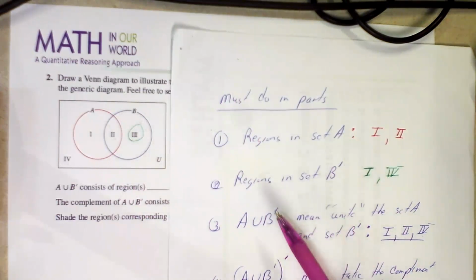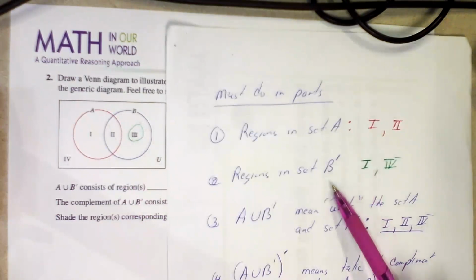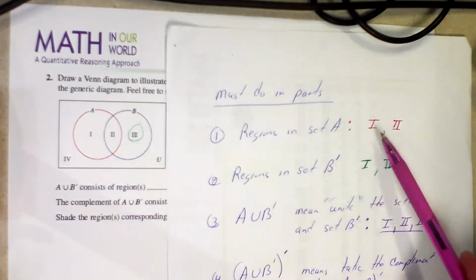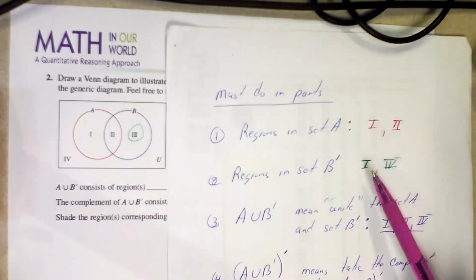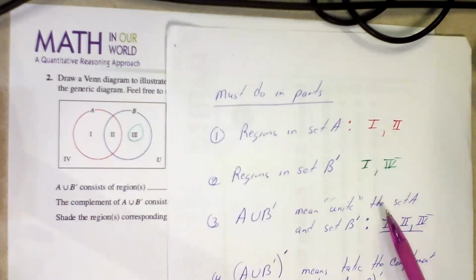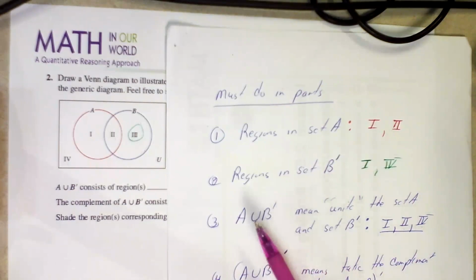And remember, union means to unite. So I already did the A, I did the B complement. I'm going to combine these Roman numerals with these, and I don't have to write duplicates. So 1, 2, and 4. Okay, so that's what this is.